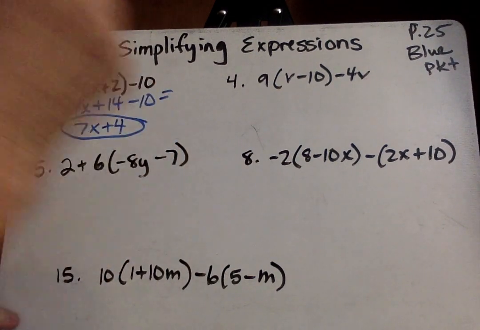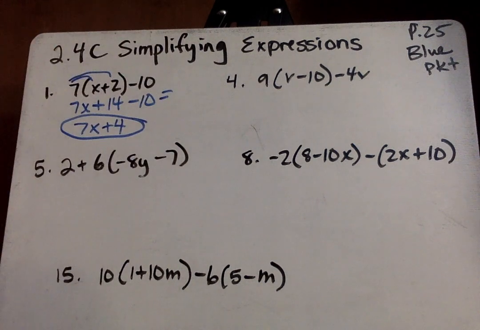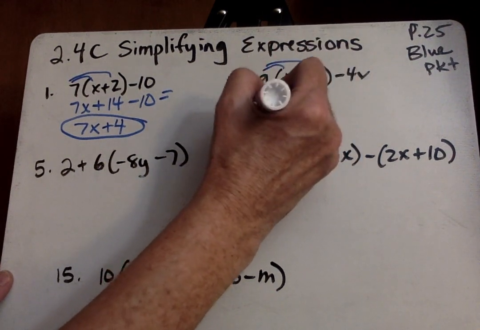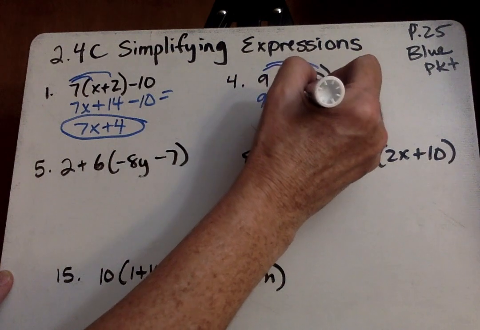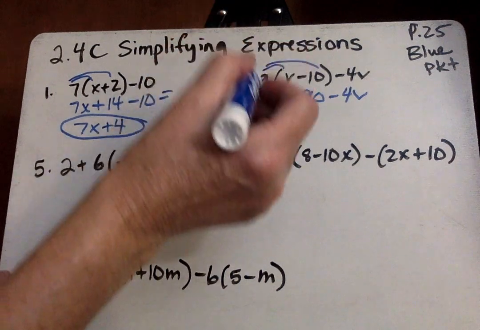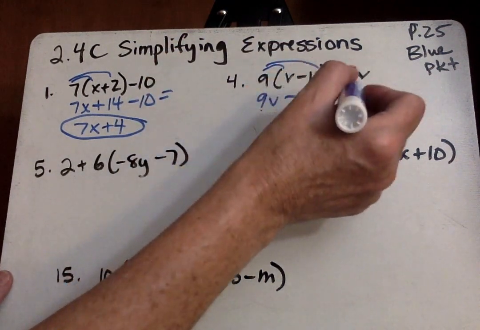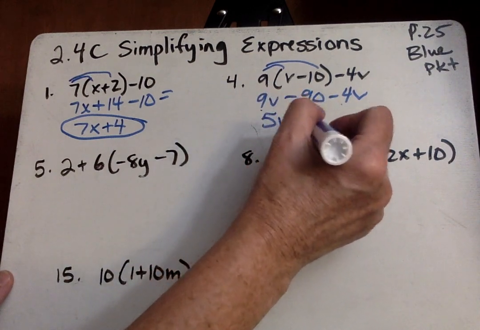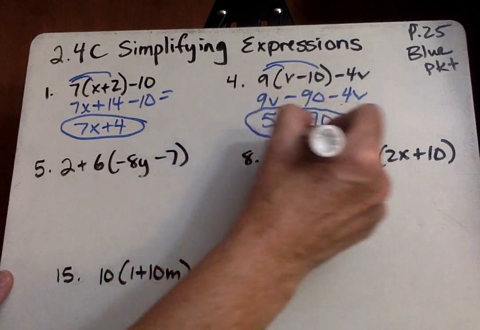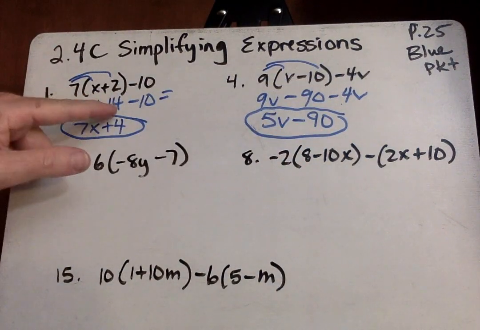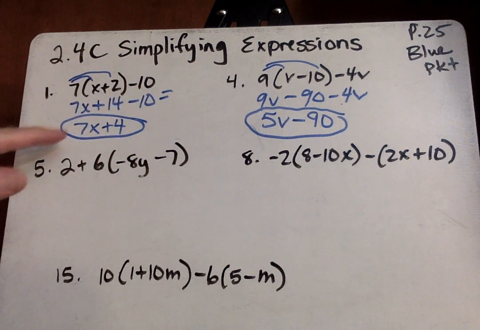And we're done. Okay, now we go on to number 4. If you want to pause and try and do 2 and 3, if not, we jump to 4 here. And we use the distributive property. 9 times v is 9v, minus 9 times 10 is 90, minus 4v. Now we have v's, so we have to combine 9v minus 4v, and that's going to be 5v minus 90. We leave the 90 alone because it doesn't have any v's. So you only combine like terms. V's are like terms. The 14 and the 10 are like terms. And you leave the other one alone.